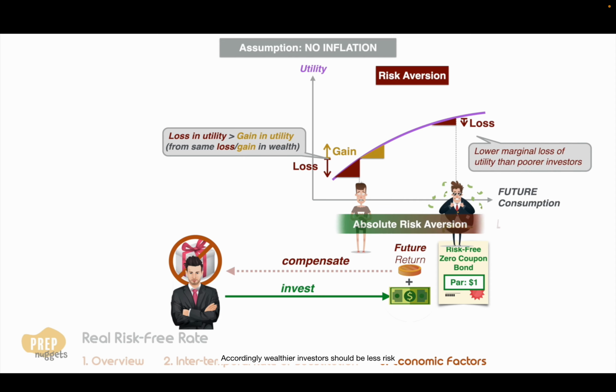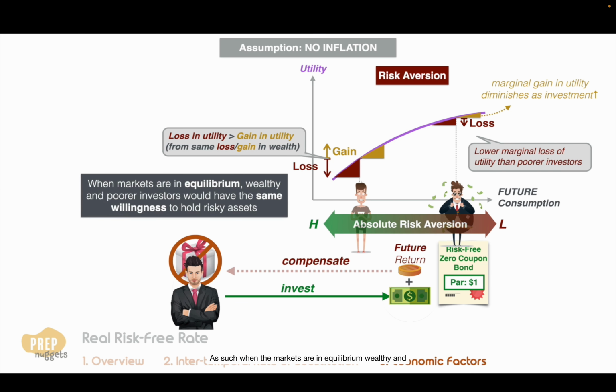Accordingly, wealthier investors should be less risk-averse and more willing to take risk relative to poorer investors. However, the marginal gain in utility of holding risky assets declines as an investor holds more investment assets, so wealthy investors may not be inclined to invest more despite being less risk-averse. As such, when the markets are in equilibrium, wealthy and poorer investors would have the same willingness to invest in risky assets. You may be wondering, why would there be risk aversion when we're currently looking at risk-free investments?